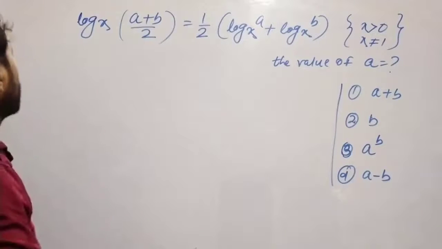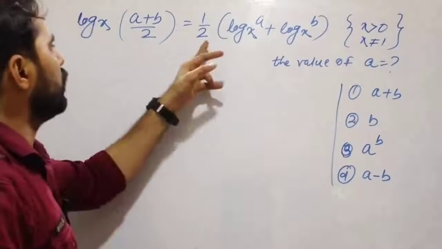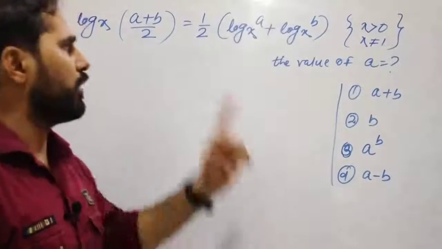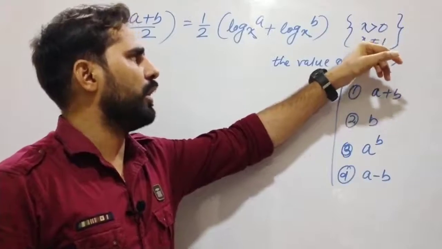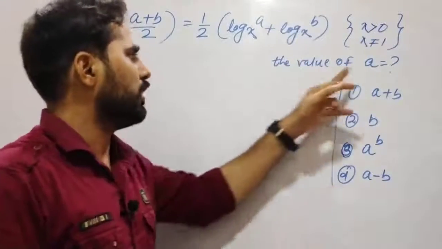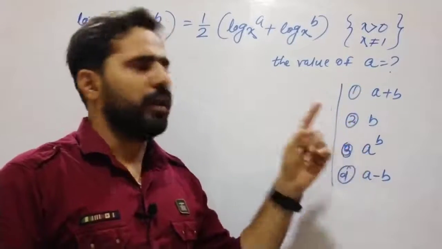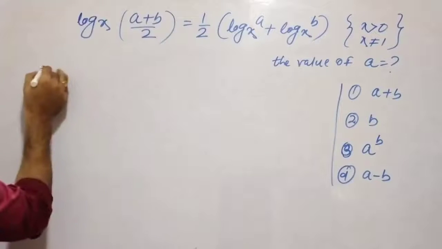Look here, another question is given. Log of (a plus b) divided by 2 to the base x is equal to half into (log a to the base x plus log b to the base x), where the condition is x is greater than 0 and x is not equal to 1. Then the value of a is equal to: the options are a plus b, b, a to the power b, and a minus b. Look here how to solve.